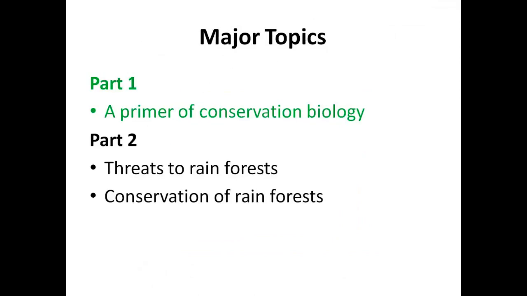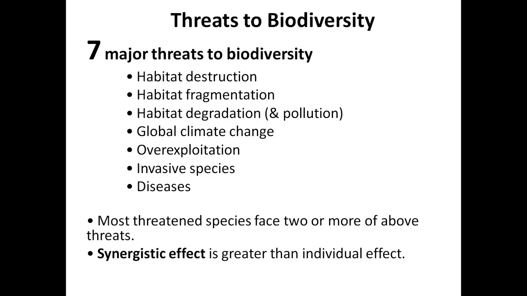With this lecture, we are going to be completing our discussion about conservation challenges in the Amazon rainforest. With part 1, we basically introduced what conservation biology is, and we also discussed some of the basic theory and some examples. With this, we are going to focus on threats to rainforests, and also we'll talk briefly about conservation of rainforests. Okay, so let's start with the threats.